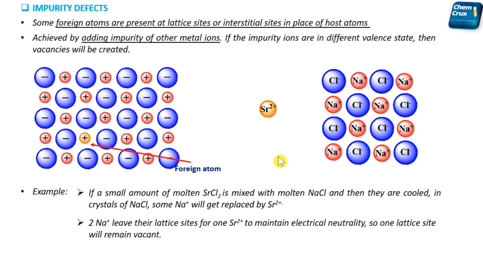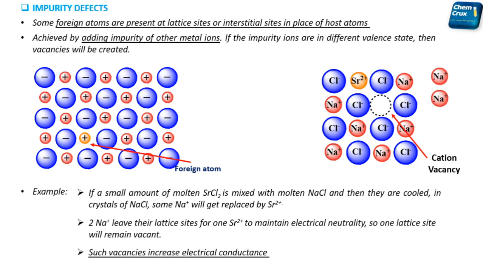Now if 2 Na+ leave their lattice site, then there will be a deficiency of +2 charge. To compensate the +2 charge, one strontium 2+ must occupy one lattice site, then only the electrical neutrality will be maintained like this. As a result, one lattice site will remain vacant. So we can see a cation vacancy is generated. These vacancies increase the electrical conductance of the crystal.